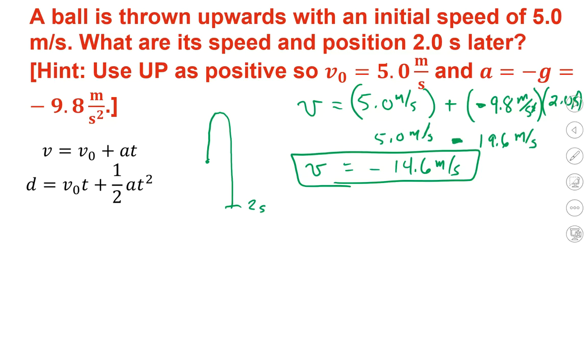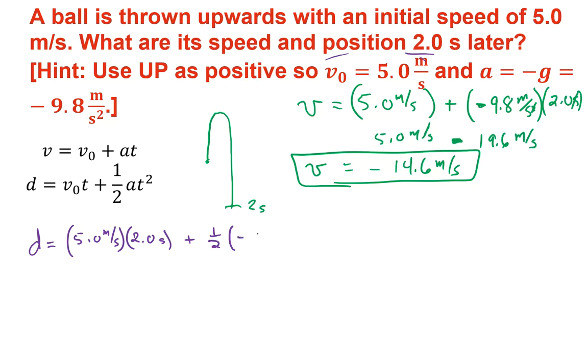And then we wanted to do the distance as well. So using the distance equation, what's my initial speed? Right there, 5 meters per second. Now this is multiplied by the time of 2 seconds, plus 1/2 my acceleration, which was minus 9.8 meters per second squared, multiplied by my time of 2 seconds squared.